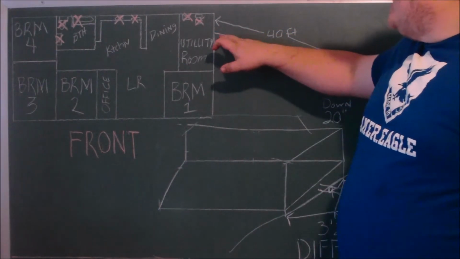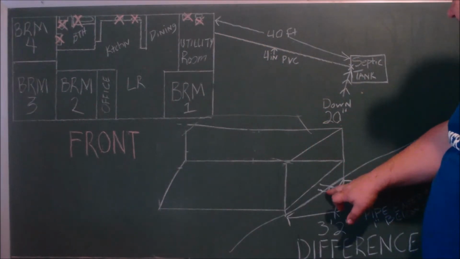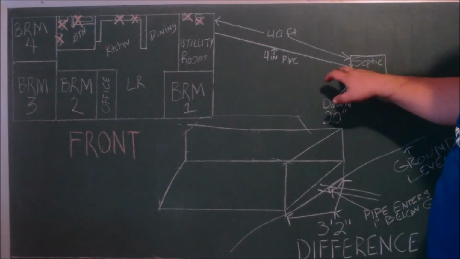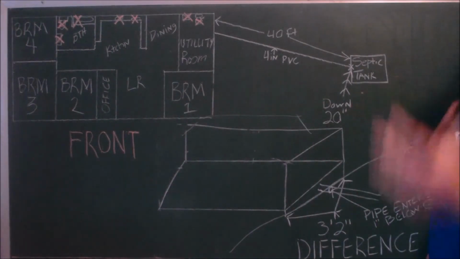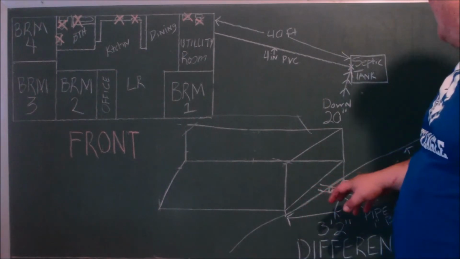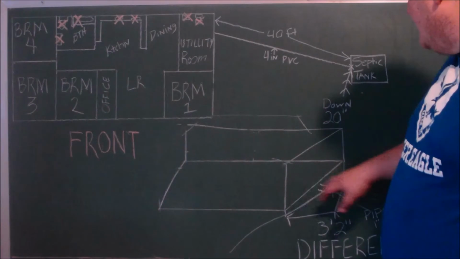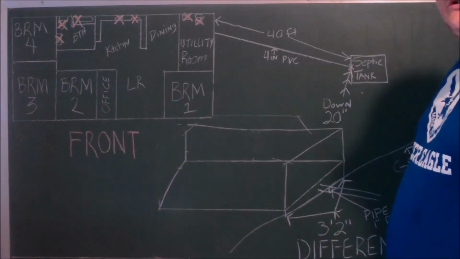So if I run this pipe in, and this pipe is going to be buried 1 inch under the ground level at the house. It'll get deeper as it goes to the septic tank, but at the house it's only 1 inch underground, which I've been told is fine since it's not full of water all the time. So if I run this up underneath the house, it's going to be about 2.5 feet below the floor level.